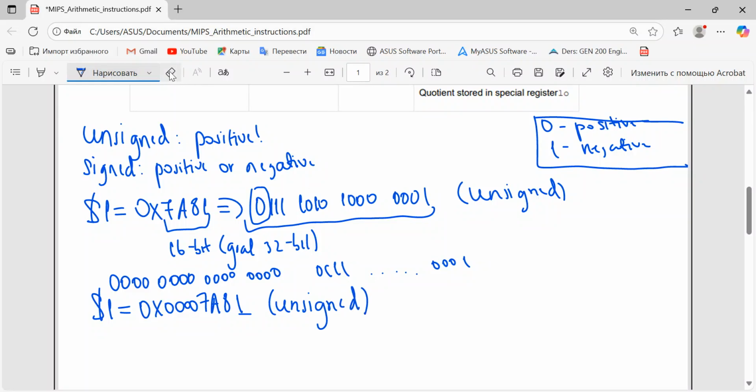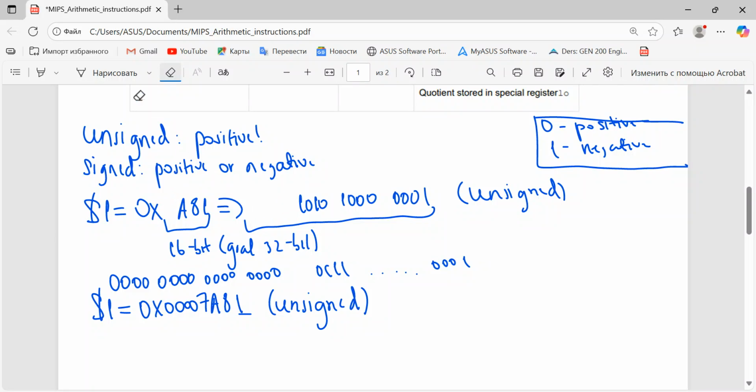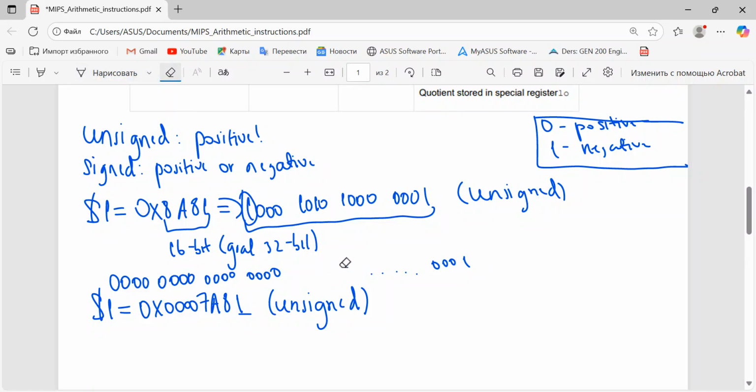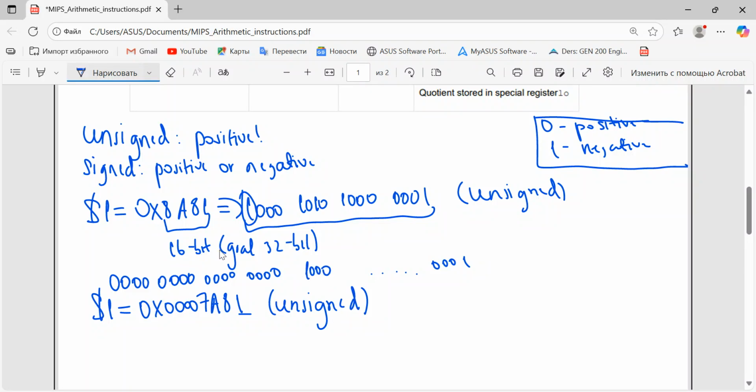But for example, let's say if we had not 7, maybe we had 8, and the first bit is 1, we don't care if the first bit is 1 or 0. Zeros are going to be added to the 16-bit value. Why? Because the number is unsigned, the instruction is an unsigned instruction.